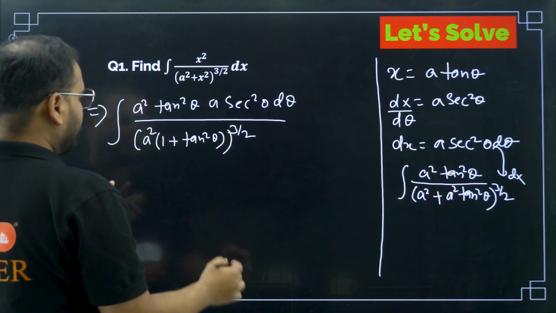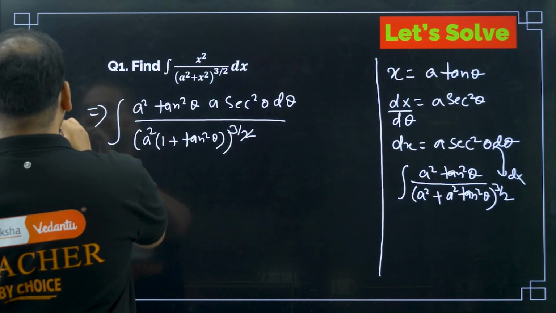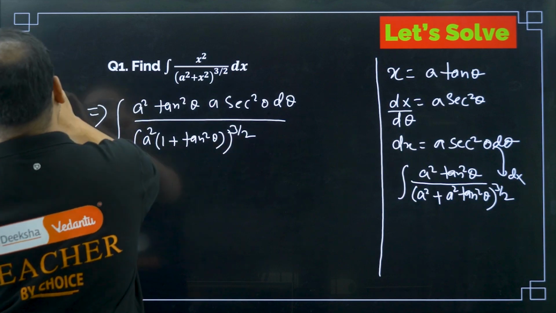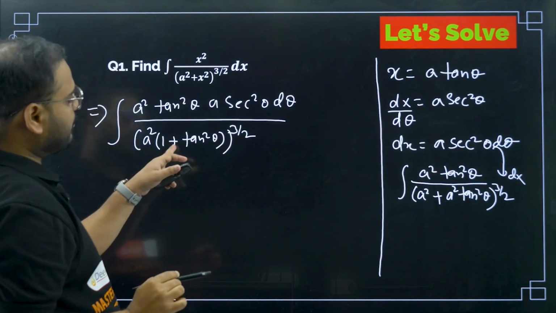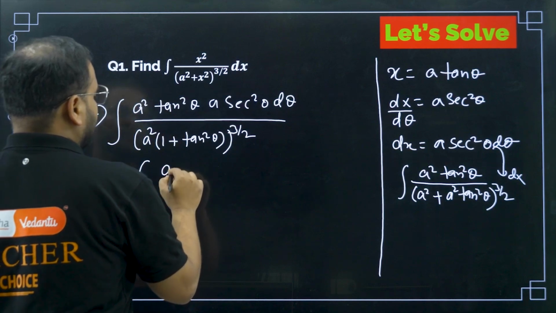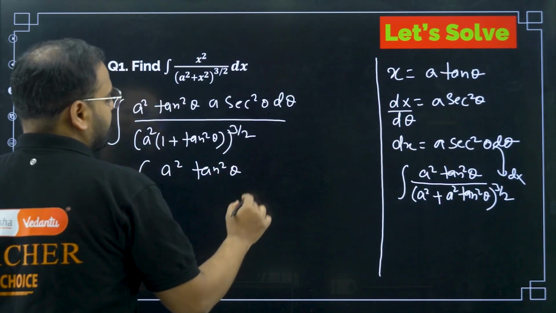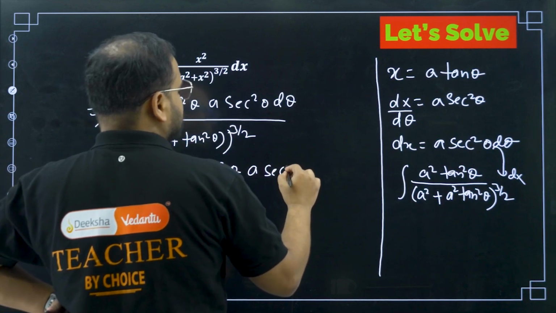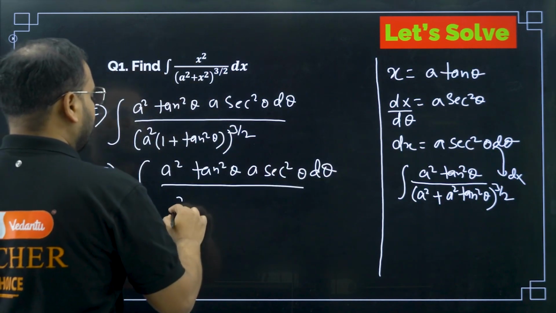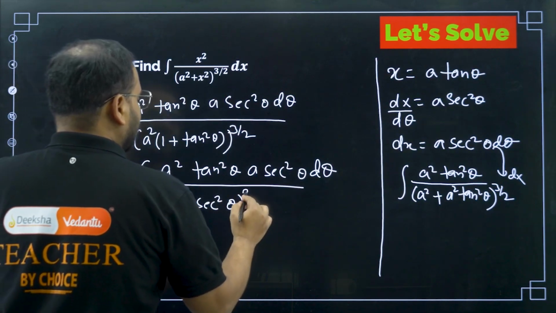Now if you check here, I can cancel this 2 with this 2. I can take one more step. What is the other step? Writing 1 plus tan square as sec square theta. Let me do that. A square tan square theta, again a sec square theta d theta. Moving on, what I have over here is a square sec square theta to the power 3/2.